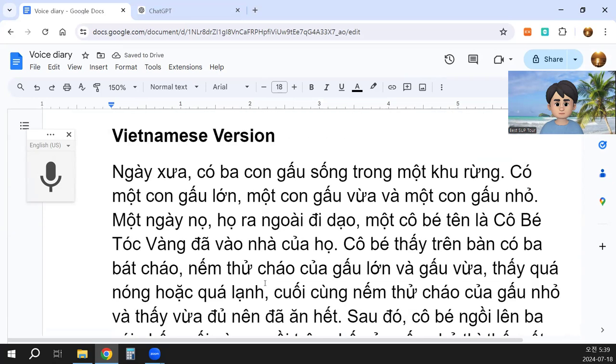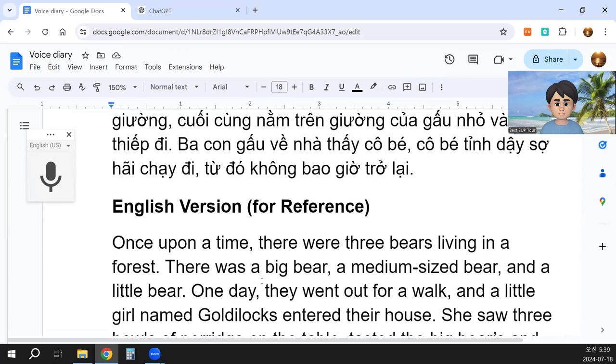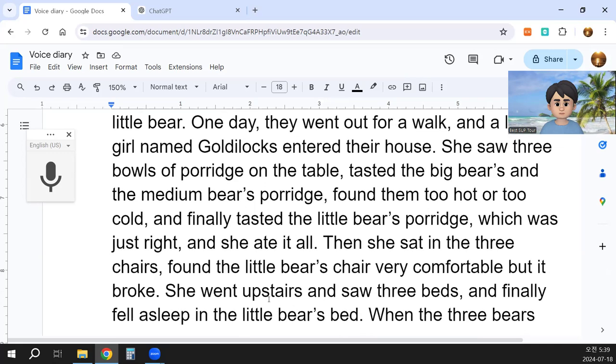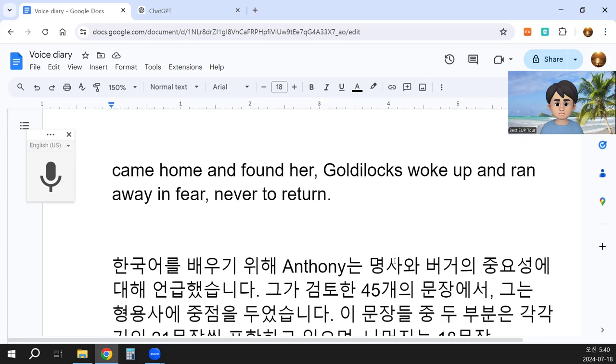Once upon a time, there were three bears living in a forest. There was a big bear, a medium-sized bear, and a little bear. One day, they went out for work, and a little girl named Goldilocks entered their house. She saw three bowls of porridge on the table, tasted the big bear's and medium bear's porridge, and found them too hot or too cold. Finally, she tasted the little bear's porridge, which was just right. Then she ate it all, sat in the chair, and found the little bear's chair very comfortable, but it broke. She went upstairs, saw three beds, and finally fell asleep in the little bear's bed. When the three bears came home and found her, Goldilocks woke up and ran away in fear, never to return.